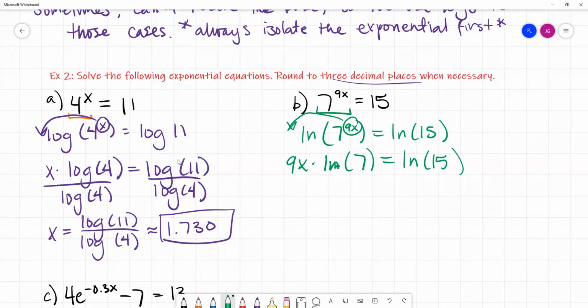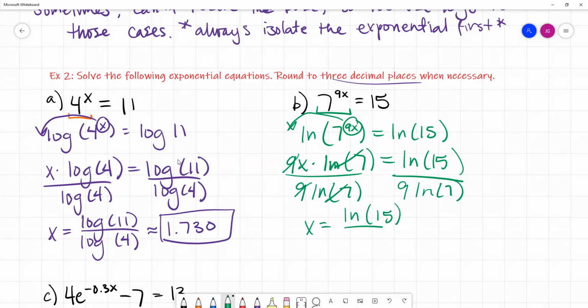Now I notice that here I have 9 times x times natural log of 7. So just because we're lazy, we can in one step divide by both 9 natural log of 7 because I get rid of the 9 and the natural log of 7 on that side. And so here's what I have. So x is going to be natural log of 15 divided by 9 times natural log of 7.